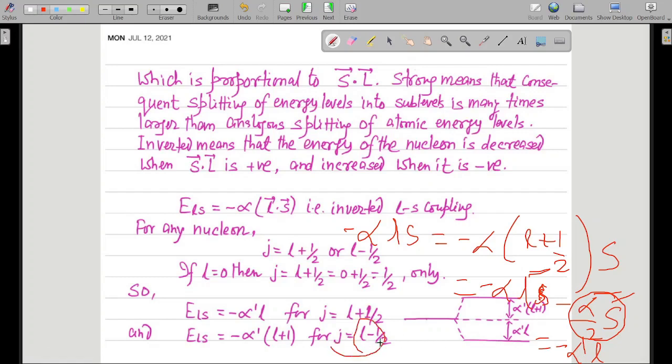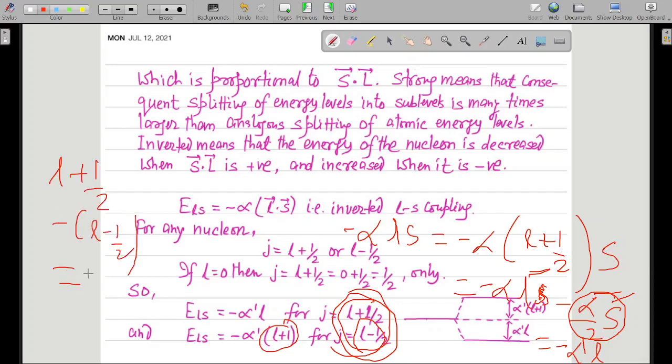And when L will be equal to L minus half, then you can put the value as L plus 1. Why? Because the difference between these two levels is 1. L plus half and L minus half, what is the difference between them? You can see it to be equal to 1 clearly. So that's why L plus 1 has been written. We are assuming L plus half to be equal to L, and we are writing L minus half to be equal to L plus 1.